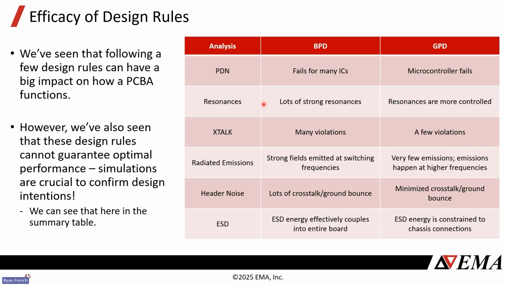The bad PCB design violates pretty much everything that we wanted. But even the good design, we saw that the PDN impedance was too high, we failed it for the microcontroller. We saw a couple of violations with our crosstalk, and the others performed pretty well. Maybe the resonances and chassis is something we could look at. But overall, the good design did better, but it is not enough to meet all of our expectations with just design rules. So how can you ensure that you have a successful design?